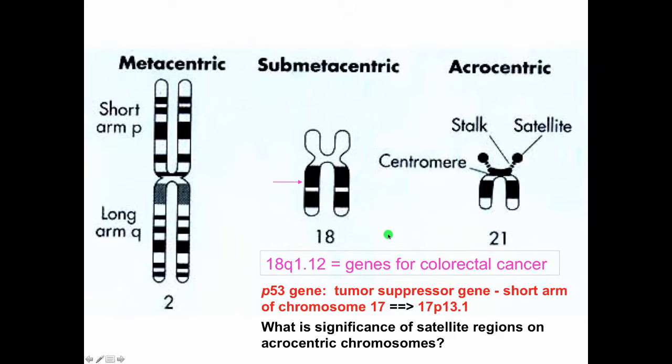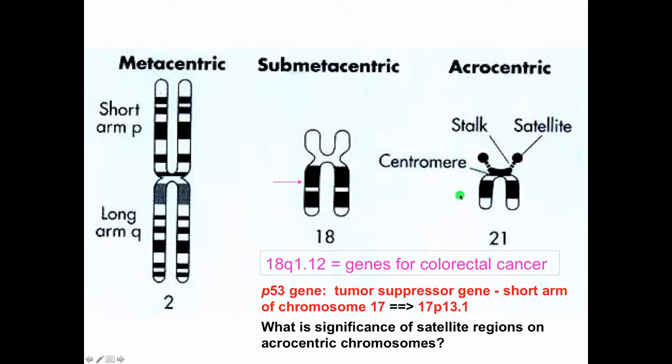Now, oftentimes you'll see a chromosomal locus. We, for example, say 18q1.12. That's the locus for genes that cause colorectal cancer. We may say the p53 tumor suppressor gene is on the short arm of chromosome 17. We would designate that as 17p13.1. I'm not going to test you on these numbers right now. It's just to give you an example of how we would designate loci on chromosomes.